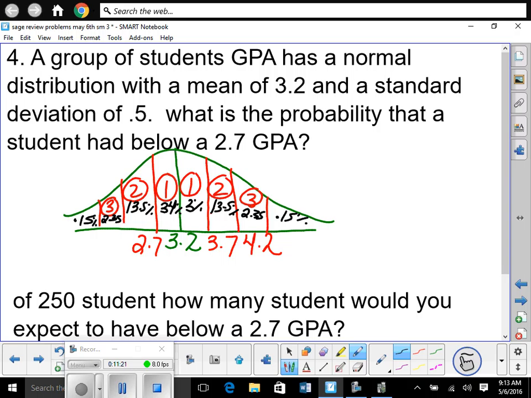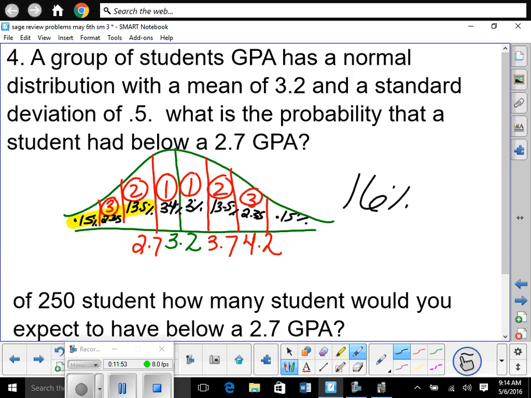So it says, what's the probability a student had below a 2.7 GPA? So 2.7 was the 34%, right? So we add those up. That's below. So 13.5 plus 2.35 plus 0.15. 16%. Is everybody good with that? Okay, 16% of the students fell below a 2.7 GPA.